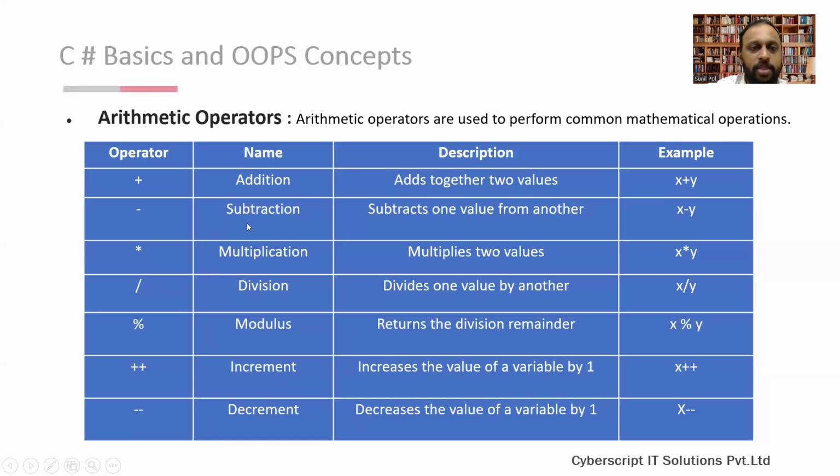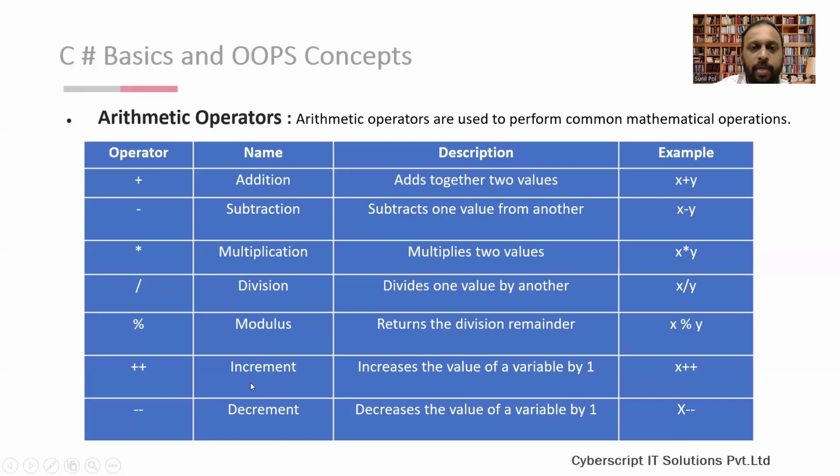The second one is the subtraction operator. It will subtract one value from another, and this is the syntax, x - y. The next one is the multiplication operator, which is used to multiply two values, x * y. The next one is the division operator, which divides one value by another. The modulus operator will return the division remainder, and the syntax is x % y.